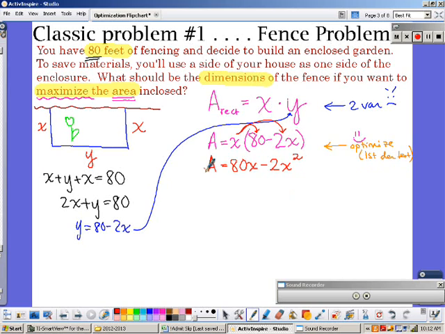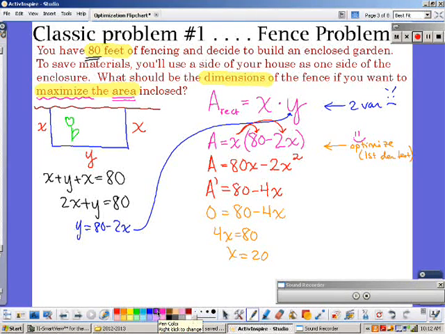And now finding my derivative is really easy. No need for a product rule. Here we go. A prime equals 80 minus 4x. Now we know that the first derivative test tells us to take this derivative and figure out where it's equal to 0. And luckily for us, I'm going to add 4x to both sides. And we find out that x equals 20.